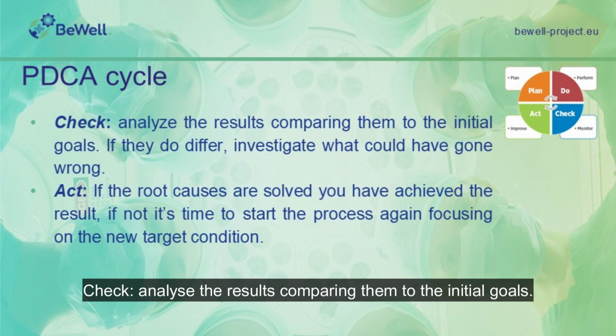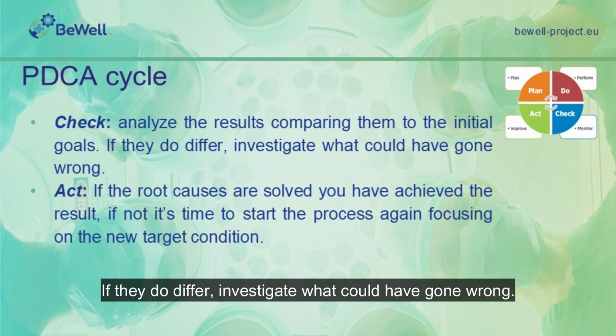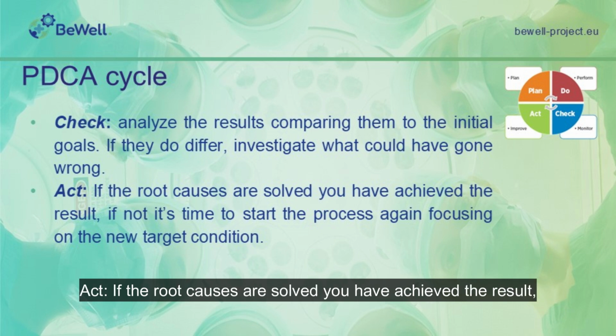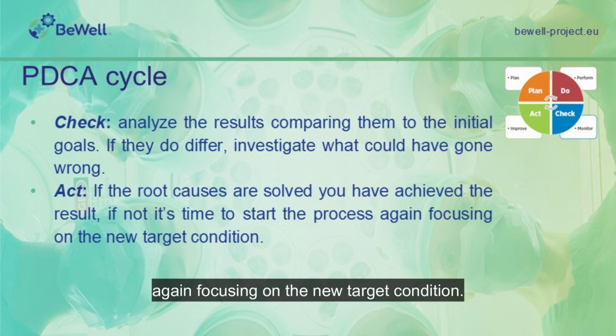Check: analyze the results, comparing them to the initial goals. If they do differ, investigate what could have gone wrong. Act: if the root causes are solved, you have achieved the result. If not, it's time to start the process again, focusing on the new target condition.